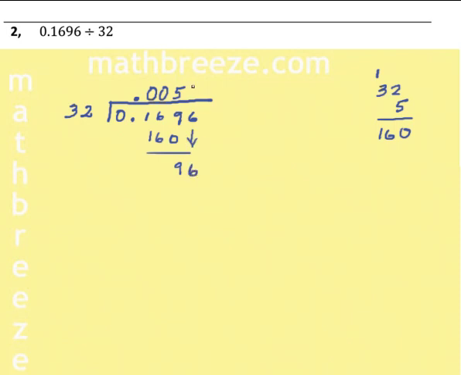And let's see, I think that's exactly 3. Okay, so we have, again, an exact division. 3 times 32 is 96. And here's our quotient.